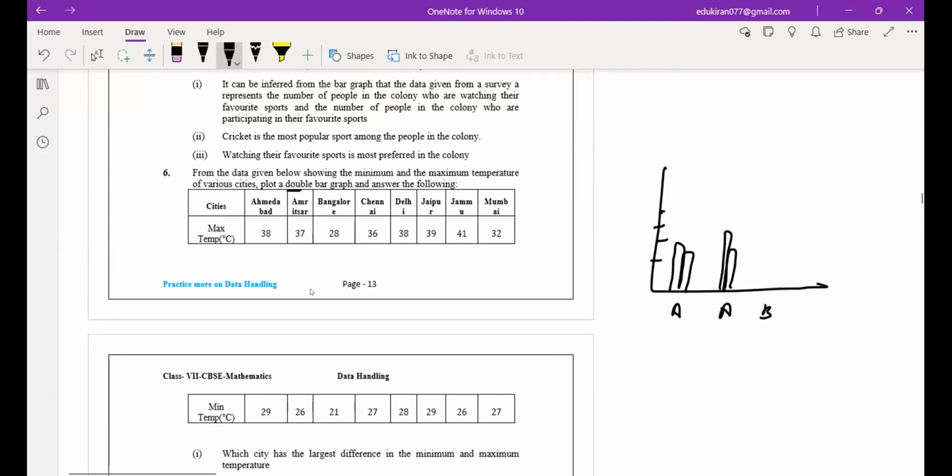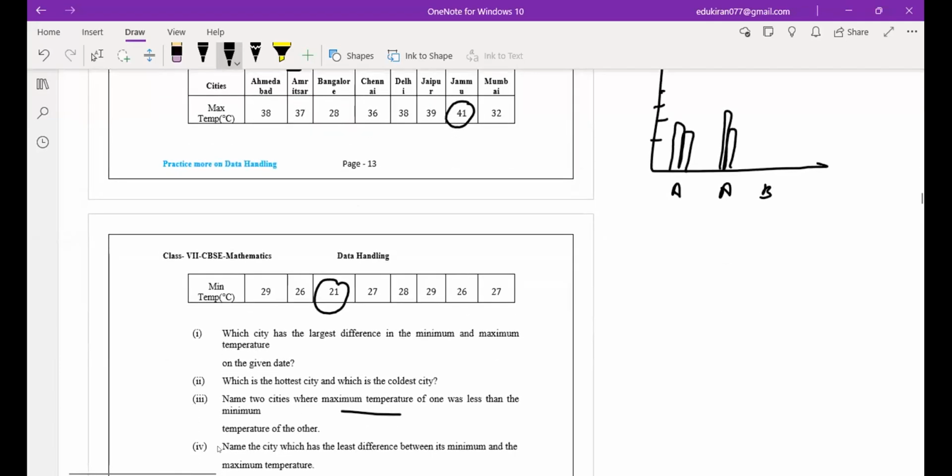Yes. Tell me how you said that Jammu is the hottest one. Ma'am, because Jammu has 41 degrees. Yes, it has the highest. Okay. And the coldest one? Bangalore. Maximum is 28. Yes, but for the coldest one, you will look for the minimum. For the hottest one, you will look for the maximum. Clear? Yes, ma'am. Good.